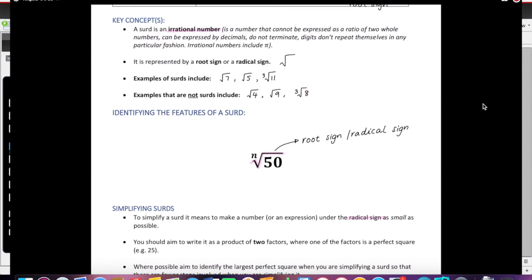The next important thing to identify is what we've represented with the letter n. What this is actually called is our index number or our power. It could also be called my index number or my degree. If there's no index number or degree number given to you, it's implied that n is actually 2. I'll write that down here, and I strongly recommend you note it down somewhere.